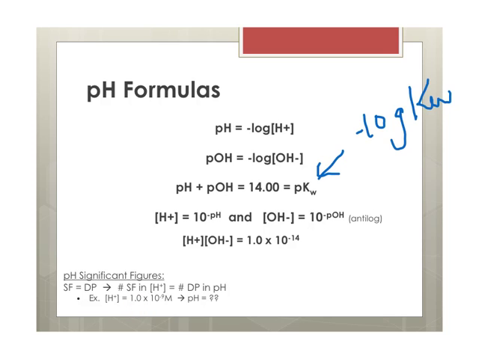With significant figures, you look at the number of significant figures in your hydrogen ion concentration, and that should match the number of decimal places in your pH. So for this example, there are 2 significant figures here in my hydrogen ion concentration. So the pH should go 2 places past the decimal. And if you do that in your calculator, you should get 9.00.